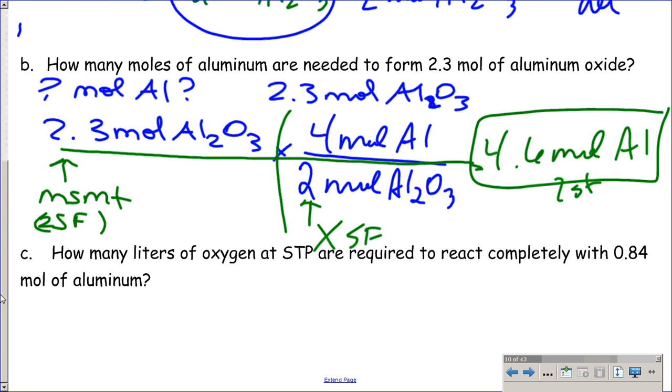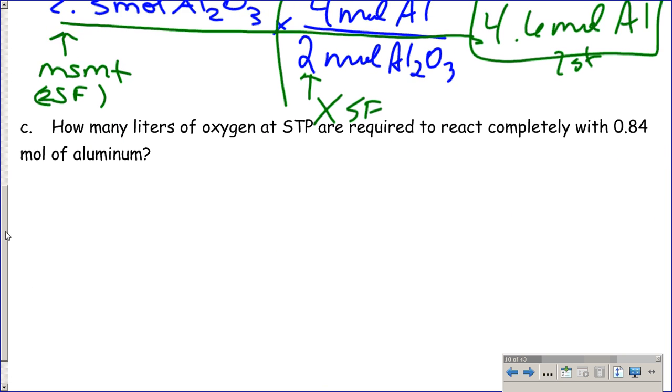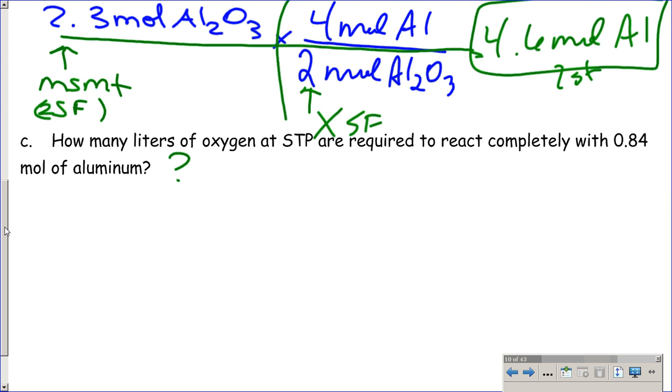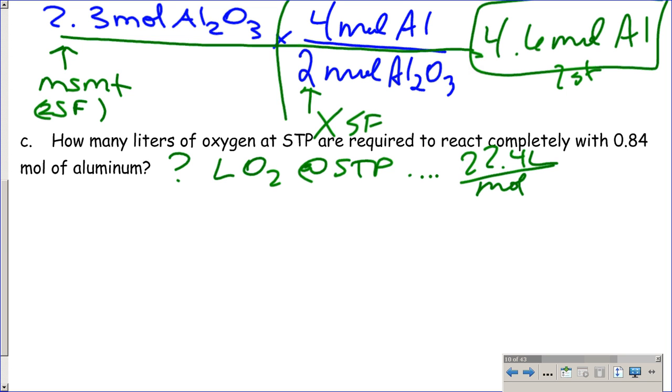All right, next one. How many liters of oxygen? Oh, we got liters going on here, okay? Question, liters of oxygen. At STP, what pops into your head? When I say STP, what pops into your head? 22.4 liters per mole, okay? All right, so how many liters of oxygen are required to completely react with 0.84 moles of aluminum?